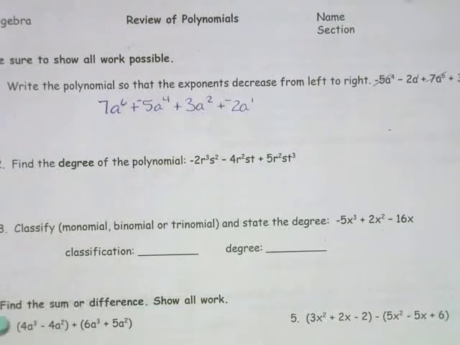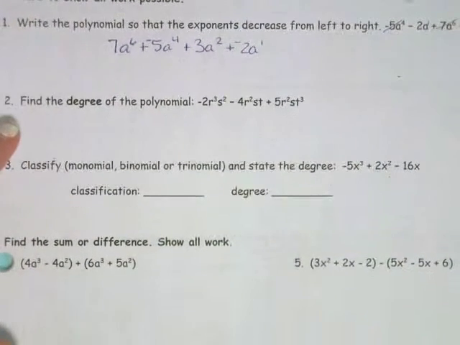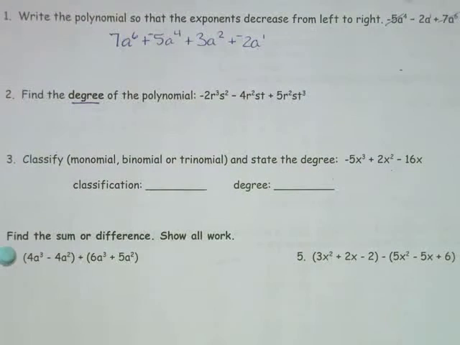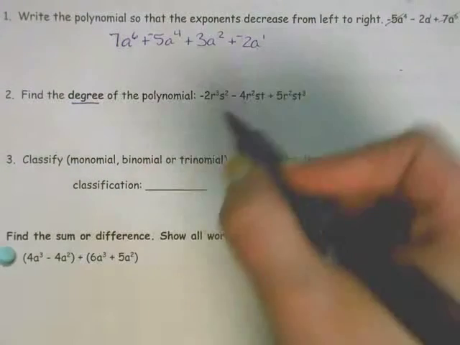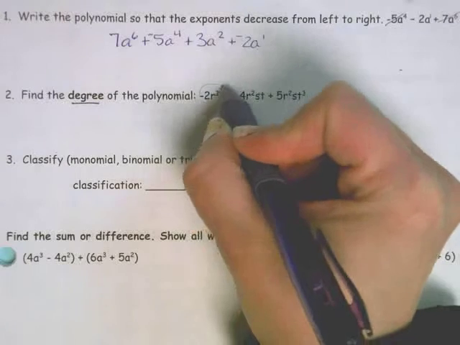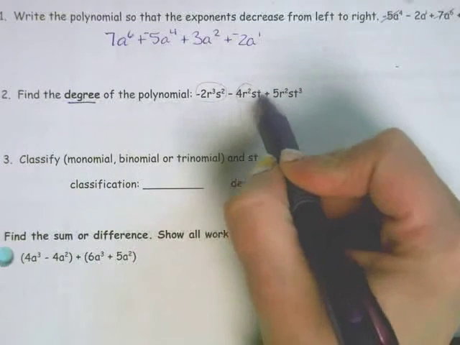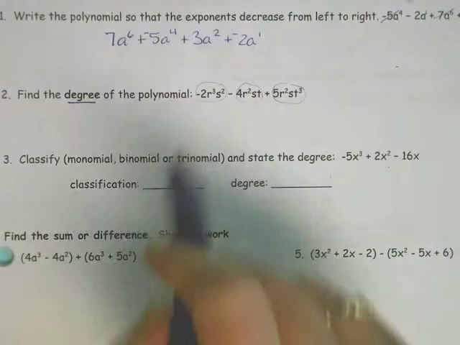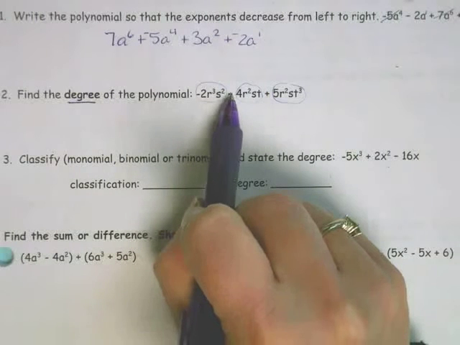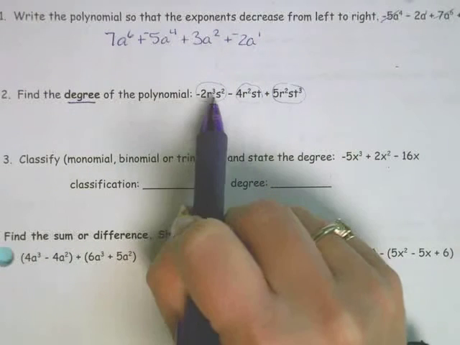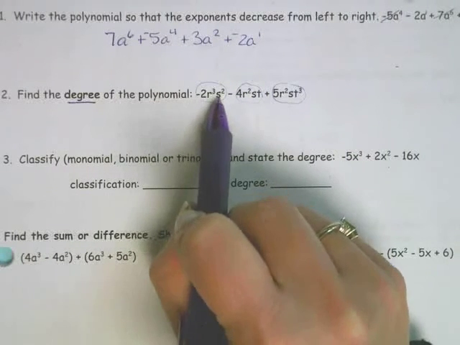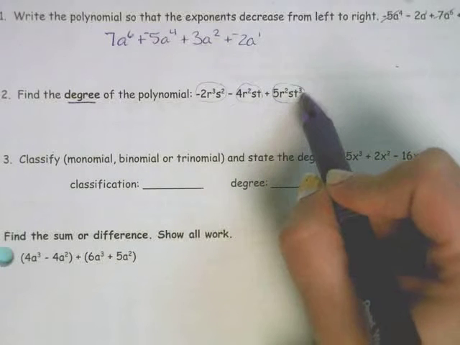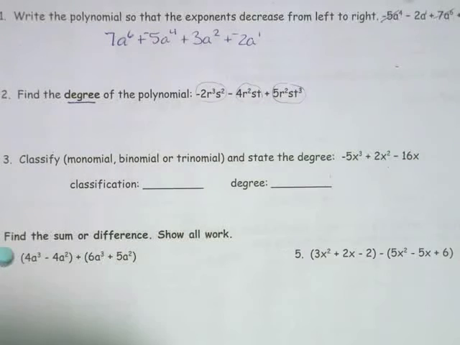All right, now let's talk about this word, the degree of the polynomial. Do you guys know what that is, the degree of it? Basically, this polynomial right here has 3 terms. There's 3 things that are being added together, right? This one, really, the term is plus a negative 4rs squared. This one's negative 2r cubed s squared. This one's 5r squared st cubed. But those are the 3 terms for the polynomial.